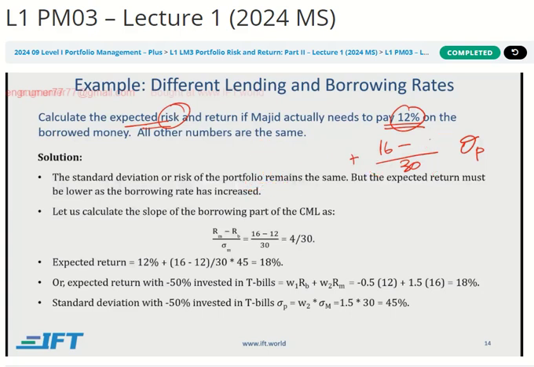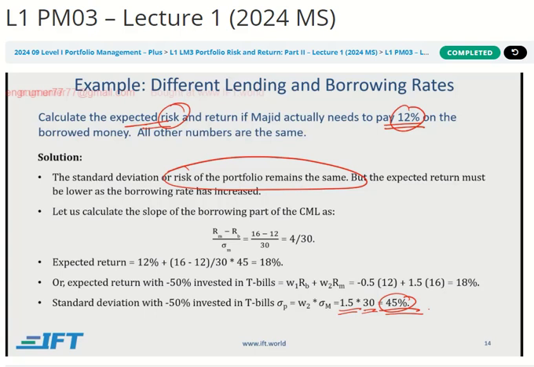Right, so hopefully you were able to figure out that the risk stays the same, because think about it: he's still putting 150% money in the market portfolio, which has a standard deviation of 30. So the risk is not changing, but it's the slope that is changing. So y is equal to the y-intercept, which is c, the risk-free rate, right? That's 12% now, before it was 10. And the slope then becomes 16 minus 12 over the standard deviation. So that is your y2 minus y1 over x2 minus x1.